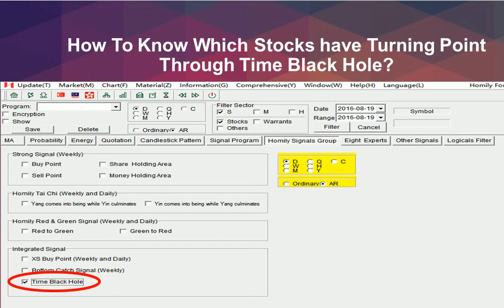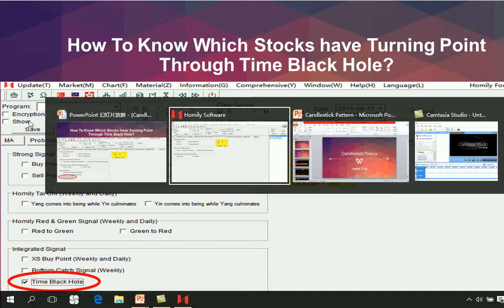If the price can break upward, maybe you have a chance to go in. If the price falls below, you should sell short, okay? So you can use this one to filter. How to know that? Click technical filter, then click homely signal group, then click time black hole, change the date, then click filter, it's okay. So you can use this one to filter some stocks.